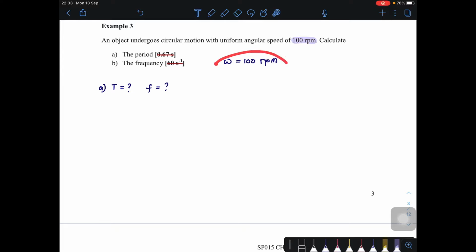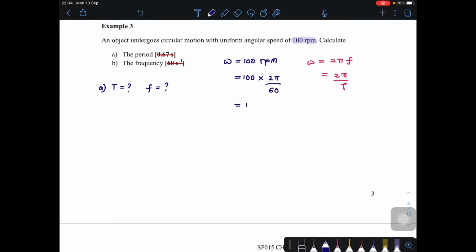Kita gunakan information yang kita ada, which is omega, dan kita tahu omega adalah sama dengan 2 pi f, also sama dengan 2 pi over T. So we can use the value for omega here, and then to find f and T. But before that, you need to change this one to radian per second sebab the SI unit for period adalah second and frequency adalah per second. So you need to convert this one to radian per second, which is times 2 pi divided by 60.